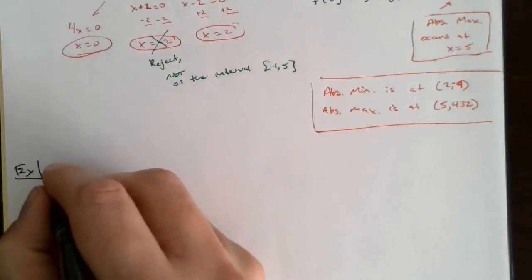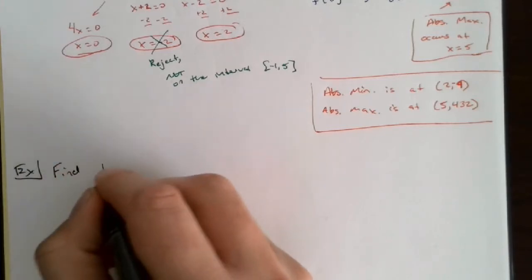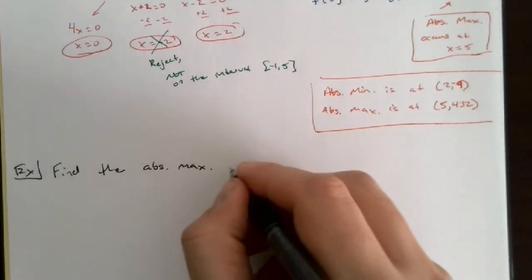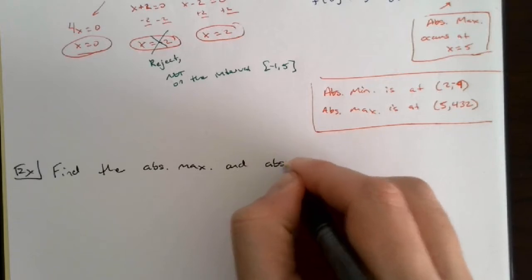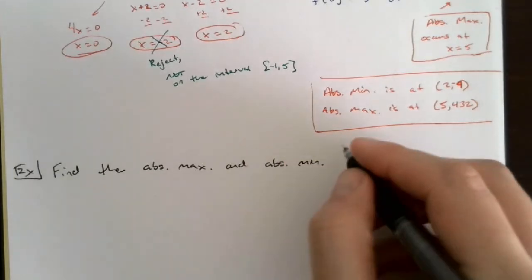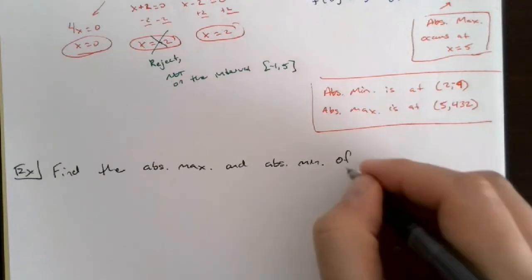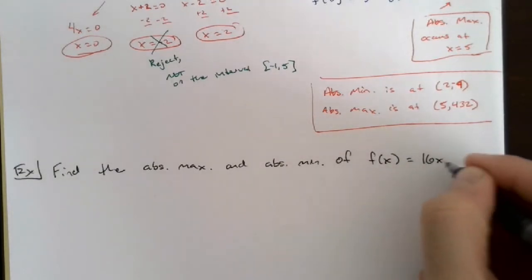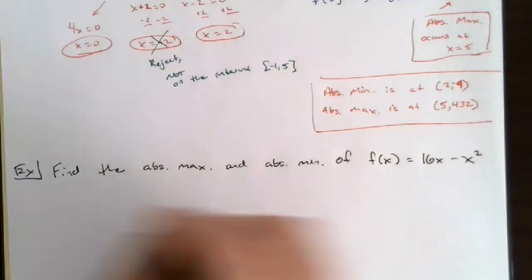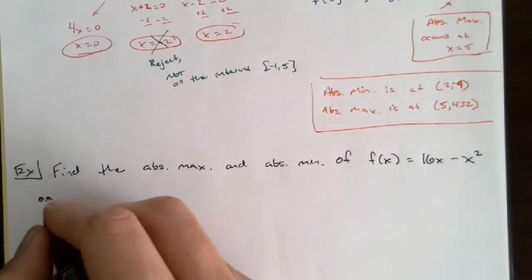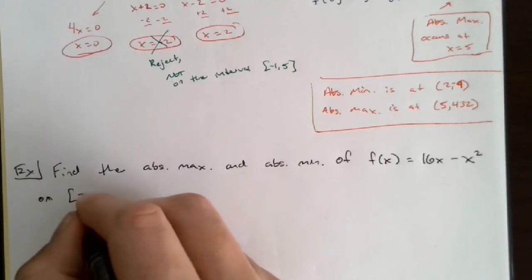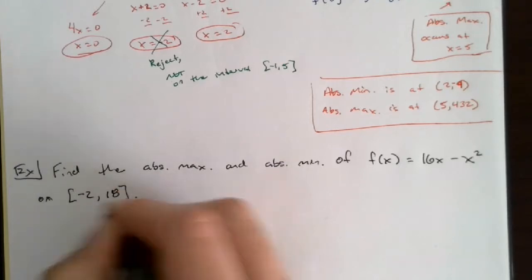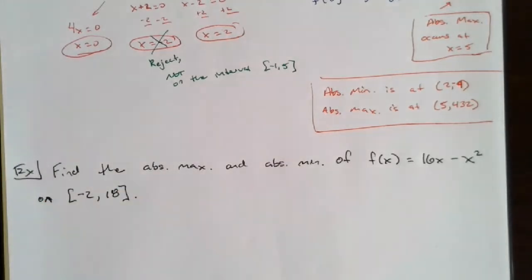So if I said to find the absolute max and the absolute minimum of f of x equals 16x minus x squared on the interval from -2 to 18. You might want to pause the video and try this one on your own.